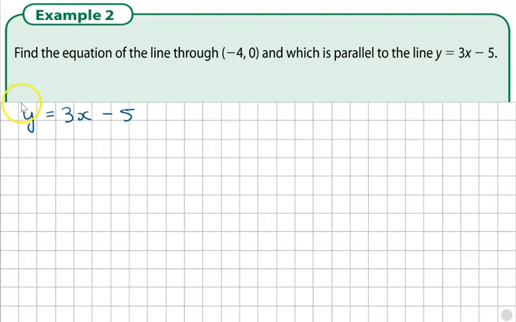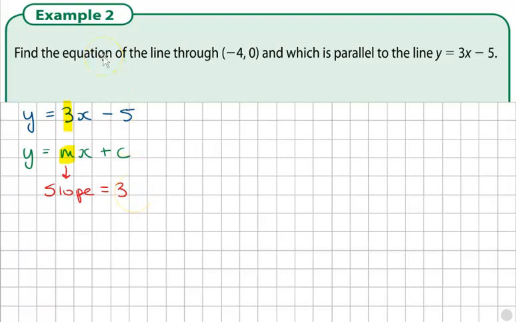So here's our line, y is equal to 3x minus 5. So we're going to write out our formula for the equation of a line, which is y equals mx plus c. And we're just going to compare and see that the number stuck onto the x is the slope. So the slope is 3.